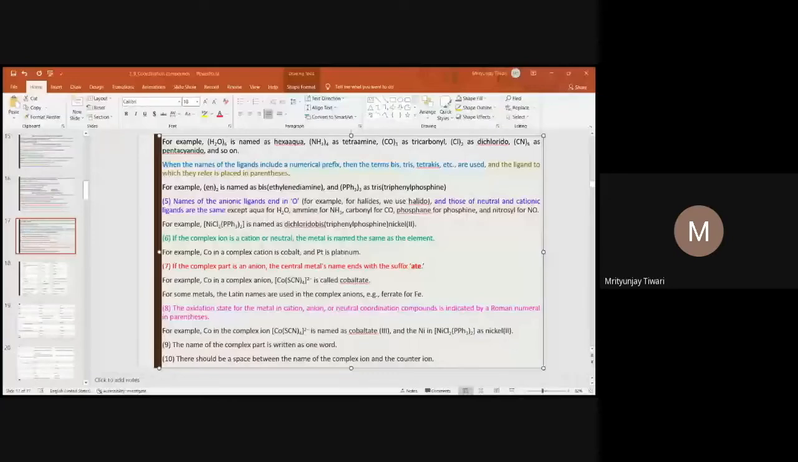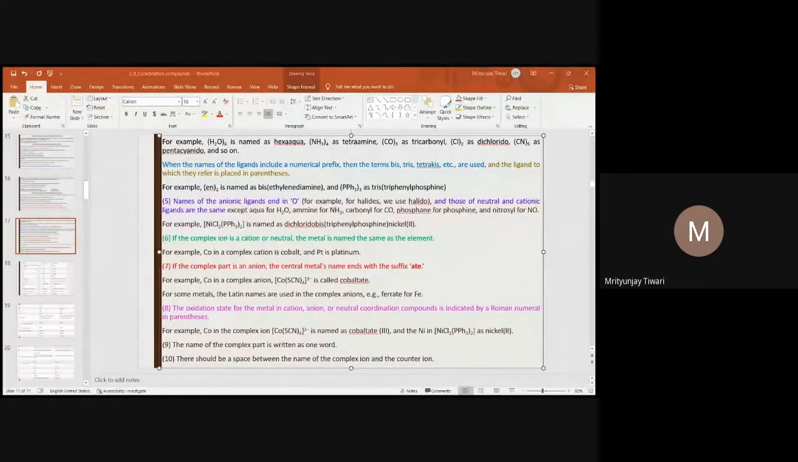There we will use the Latin name. If the silver is part of the anionic complex entity, we write argentate. However, if the silver is part of the cationic or the neutral complex entity, we write simply silver. And so these things you should remember.